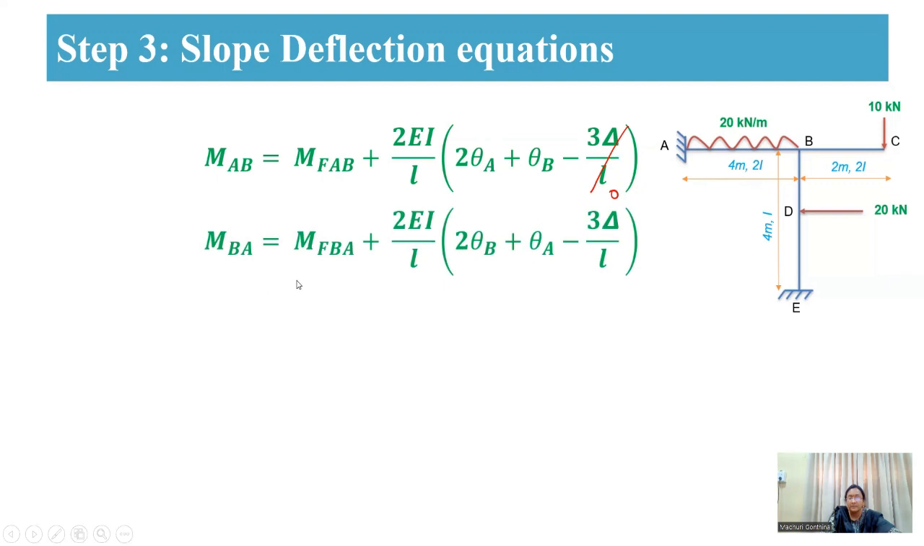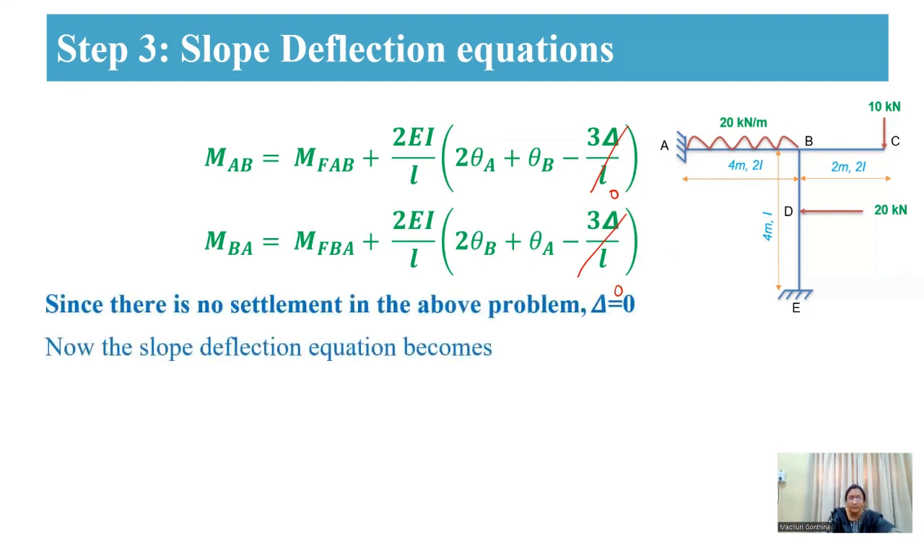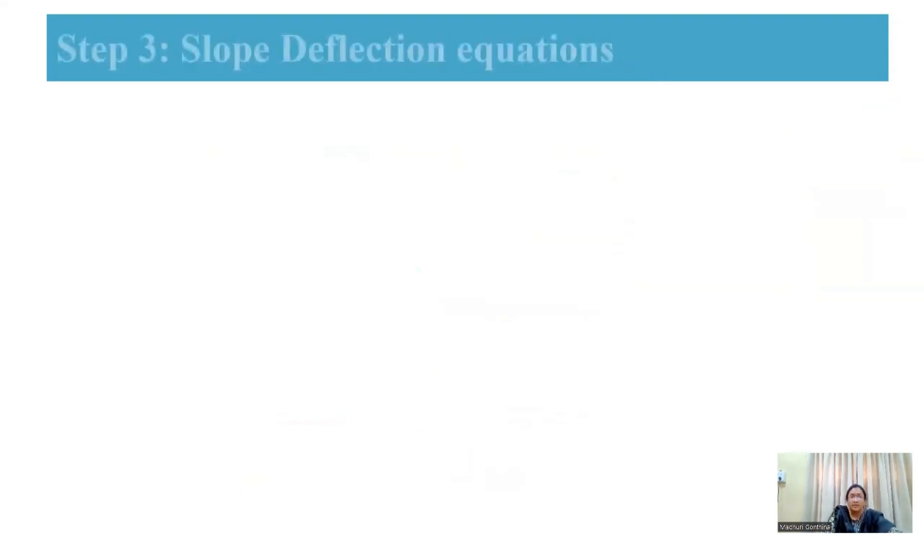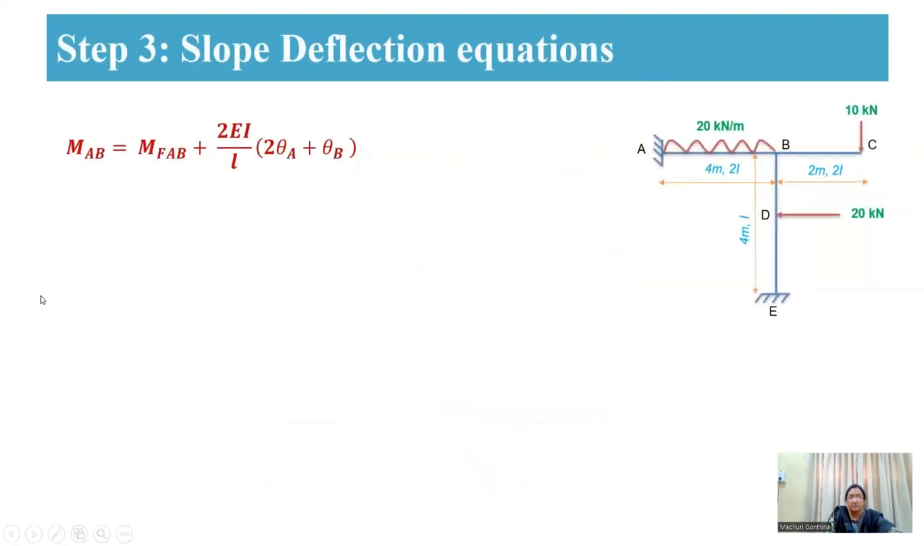In a similar way, we are going to write the equation for the BA span also. So here also delta equal to 0. Therefore, now the slope deflection equation is going to become MAB equal to MFAB plus 2EI by L into 2 theta A plus theta B, and MBA equal to MFBA plus 2EI by L into 2 theta B plus theta A. So here you can write this settlement can be a sway also in this condition as it is a frame.